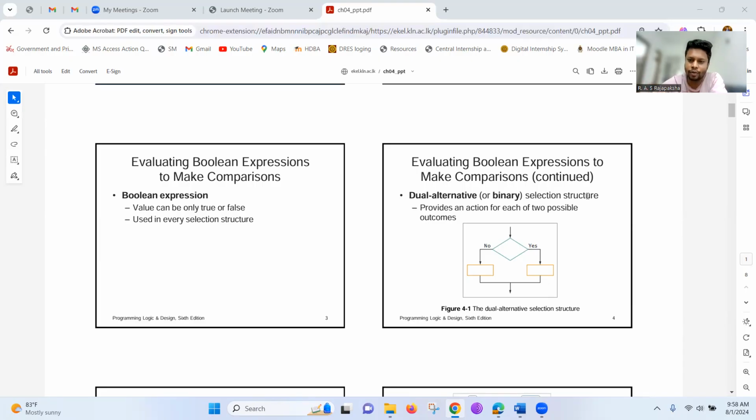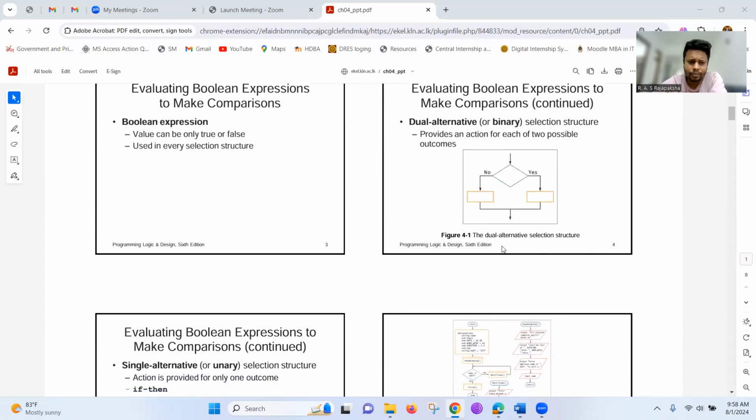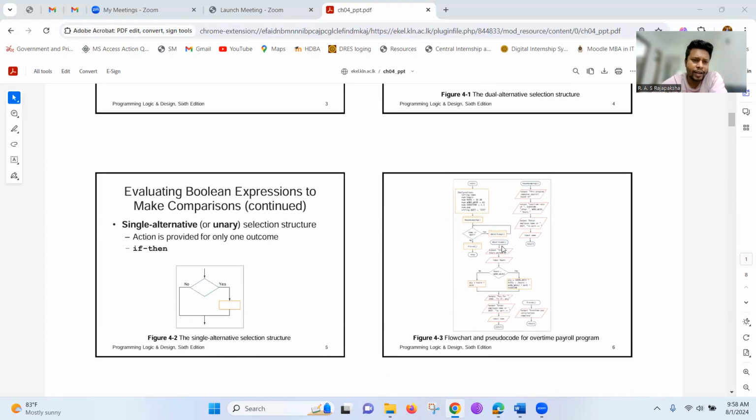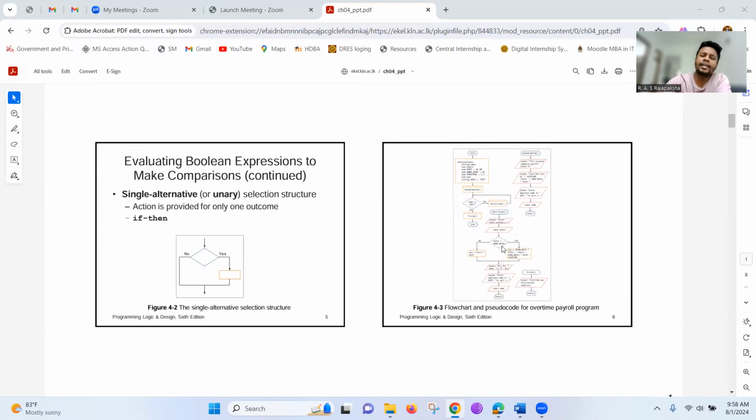You can see the flowchart as well. Evaluating Boolean expressions to make the comparison. There is also a single alternative.